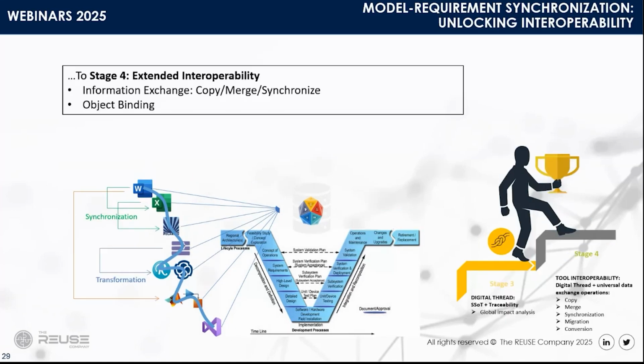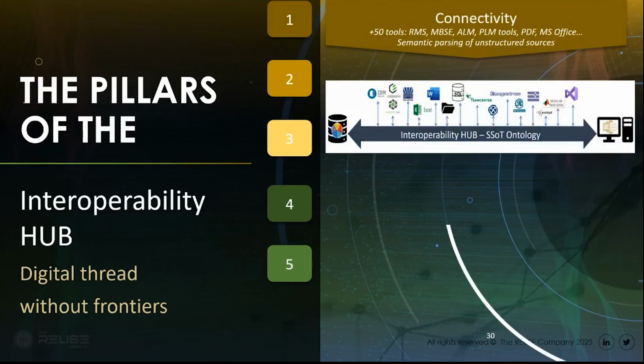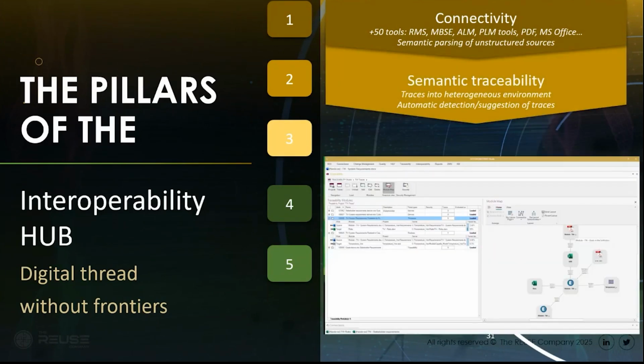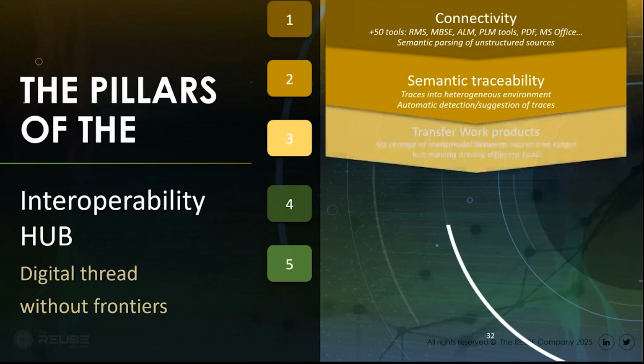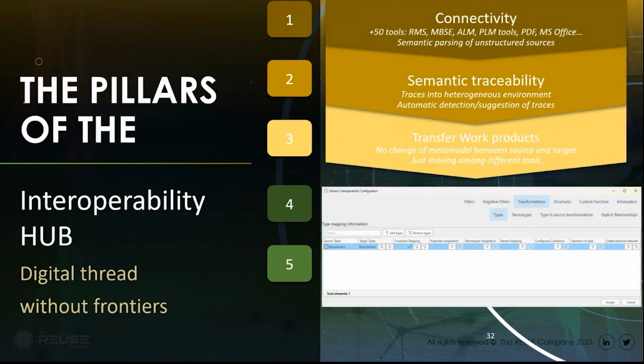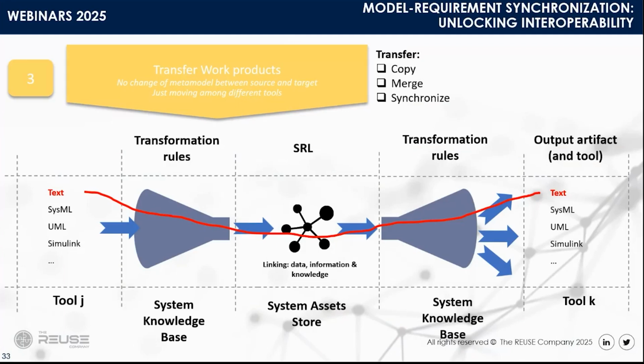So that's what we call the interoperability, which can have different applications. So the interoperability, like the rest, is built on top of the foundations. So the connectivity, the traceability. And so the first type of interoperability is the ability to transfer work products. So what I mean by transfer here is there is no change of meta model between source and target. We're just moving between the different tools.